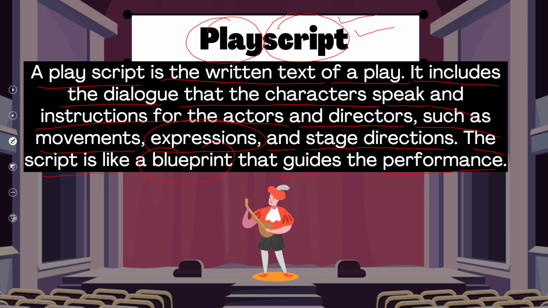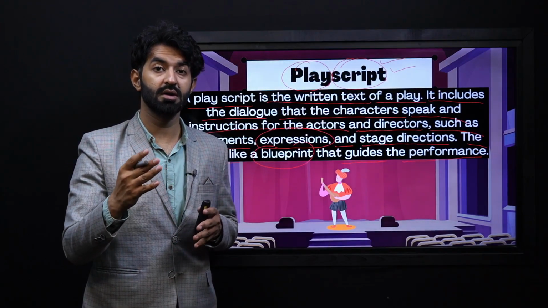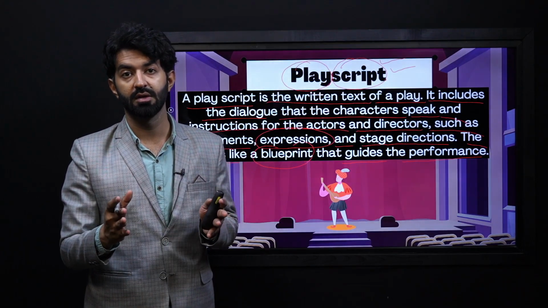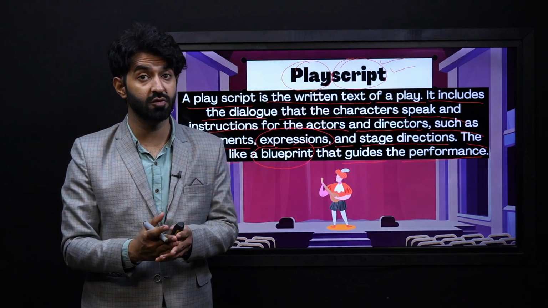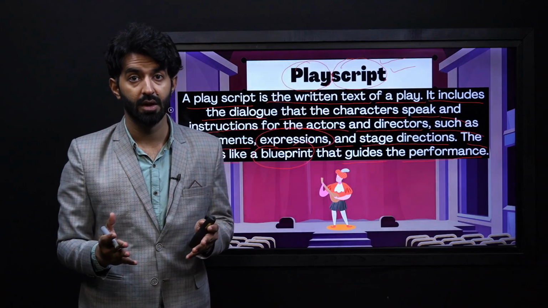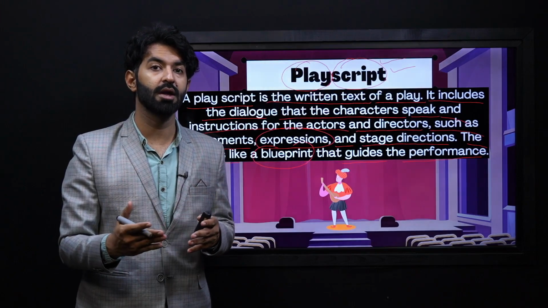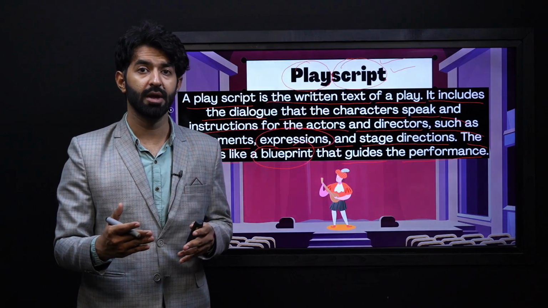So we know that play is a story that is performed, but the story, the dialogues, the scenes, movements and everything, in its written form, is what we call a play script. So play script is the first thing when we perform a play, or when we want to actually write a play. You write the script of the play.